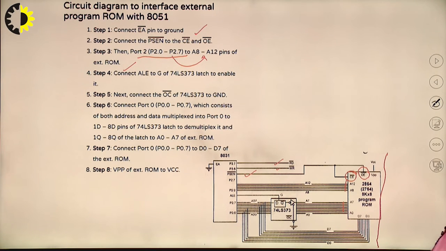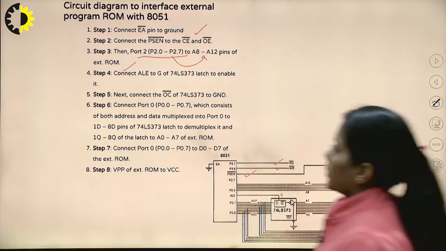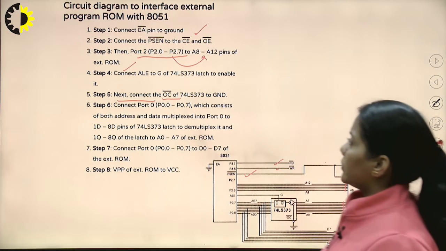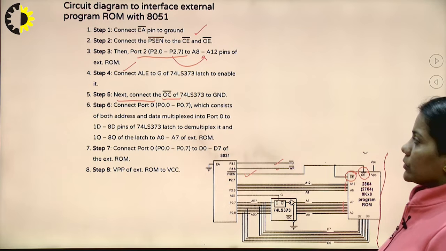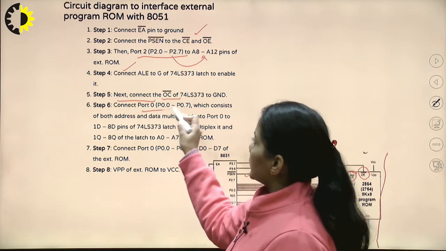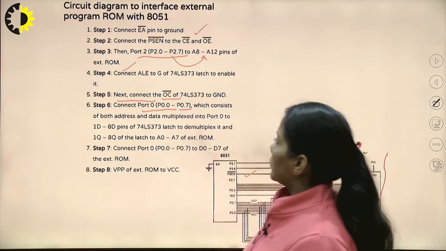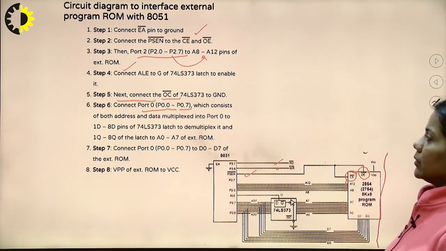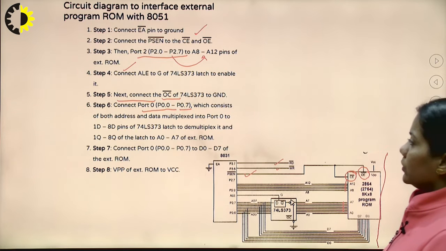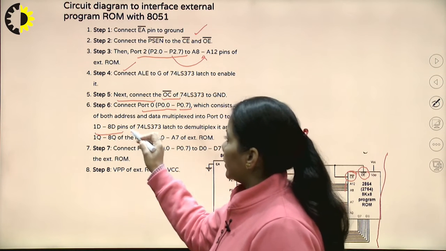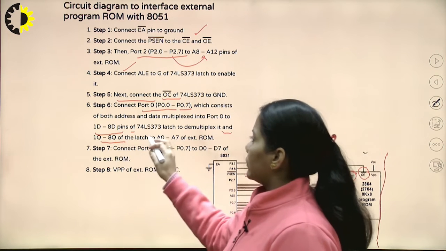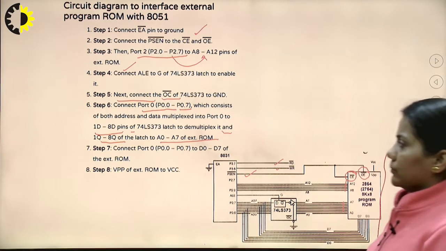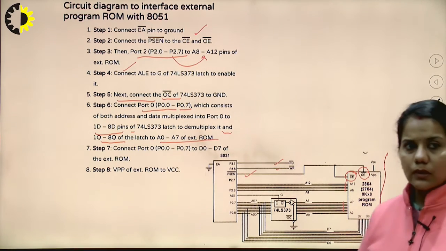Now connect ALE to G of the 74LS373 latch to enable it. Next, connect the OC of the 74LS373 to ground. Step 6, connect port 0, that is P0.0 to P0.7, which carries both address and data multiplexed, to the 1D to 8D pins of the latch to demultiplex it, and 1Q to 8Q of the latch to the address pins of the external ROM. In this way connections are made.